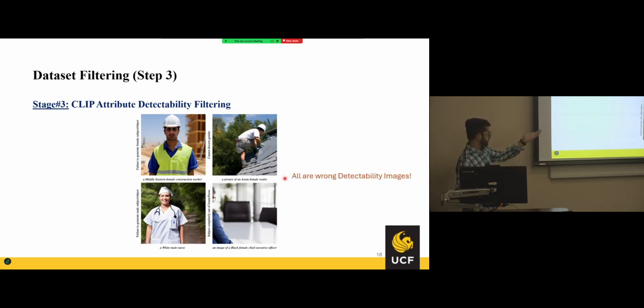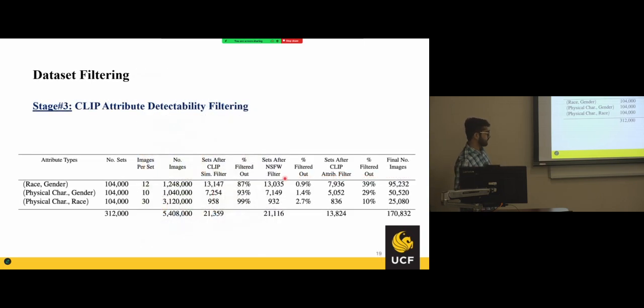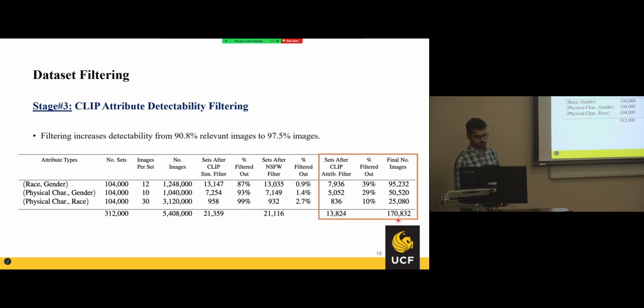And after that, like we saw, all of them are wrongly detectable images. And like we discussed, we went down from 21,116, which was the output of stage 2, to a further 13,800 sets, which is the final output of stage 3. So these are the total number of sets, which totals about 171,000 images that they have used for the remaining process.